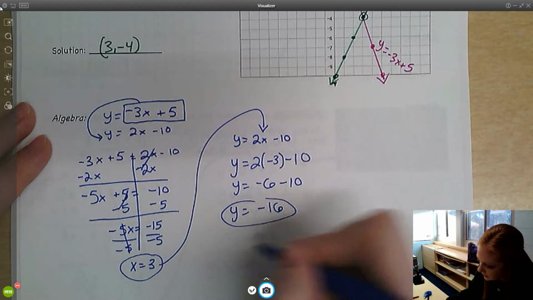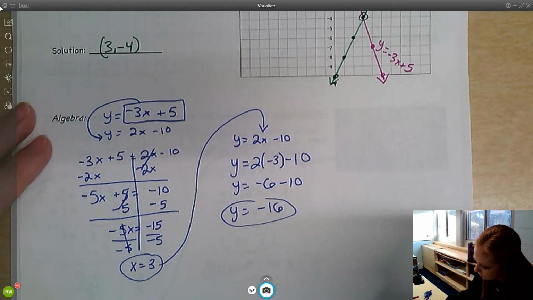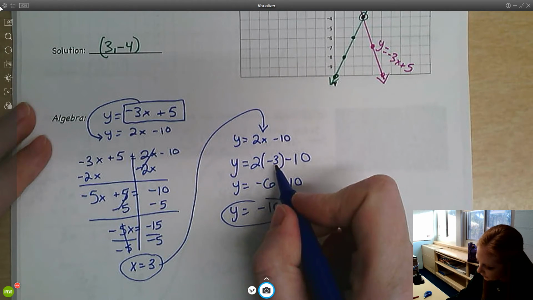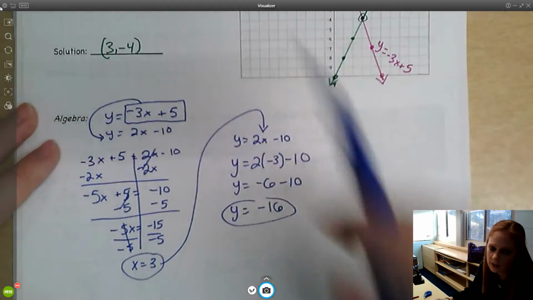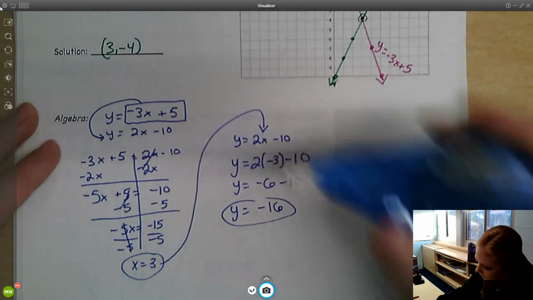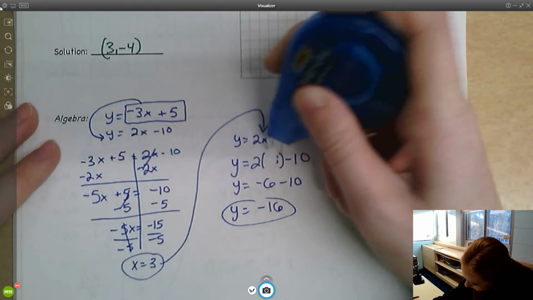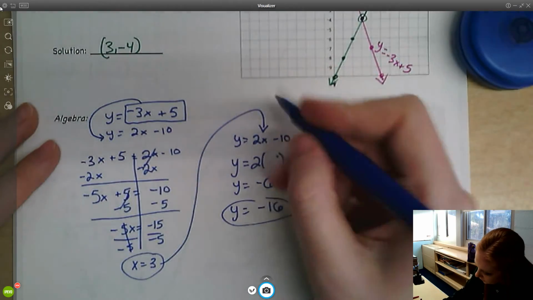Y is -16. What did I do wrong? Oh, it's not -3. X is 3, not -3. See, I knew it was wrong because we solved it already and we got -4, not -16. So let's just fix that. So x is 3, not -3.